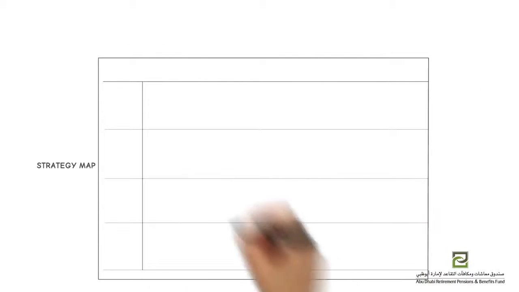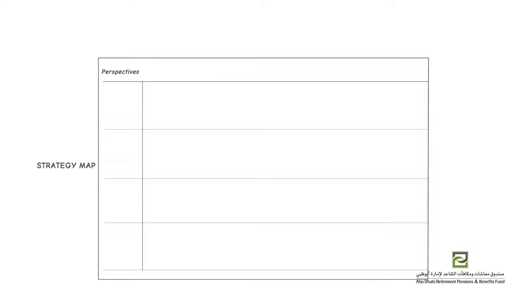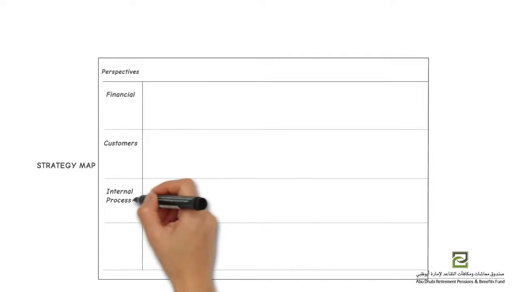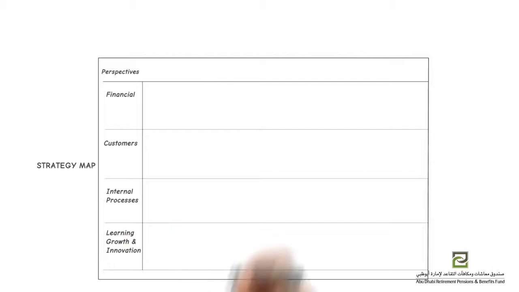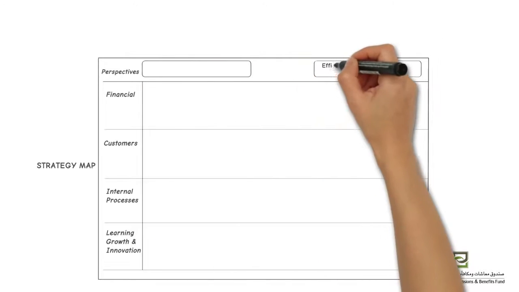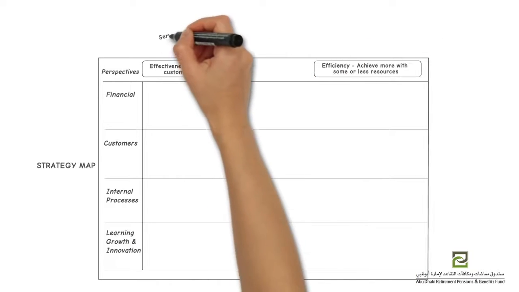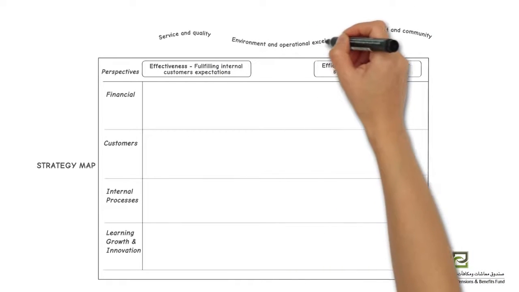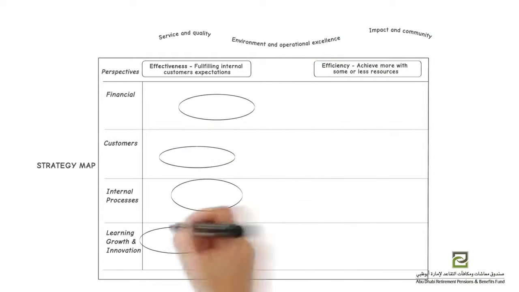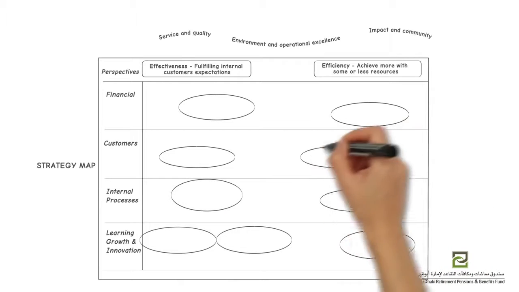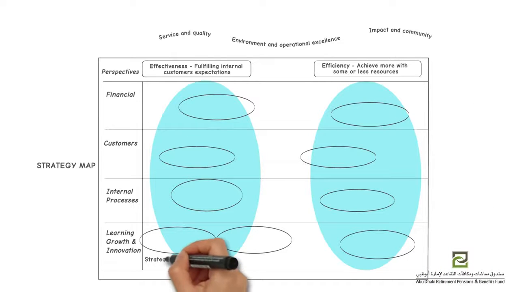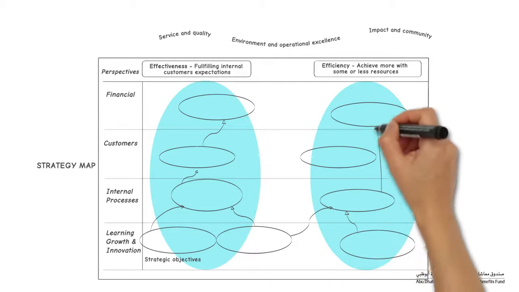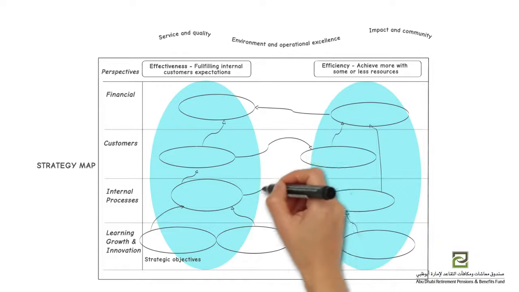Horizontally, objectives are grouped into perspectives, such as the traditional balanced scorecard ones: financial, customer, internal process, and learning and growth. Vertically, objectives can be grouped in themes such as efficiency, effectiveness, service and quality, impact and community, environment, and operational excellence. These themes cluster objectives across perspectives that work together under the same umbrella towards achieving an overarching higher-level goal. Perspectives and themes together form a matrix or grid on which objectives are plotted with cause and effect links.